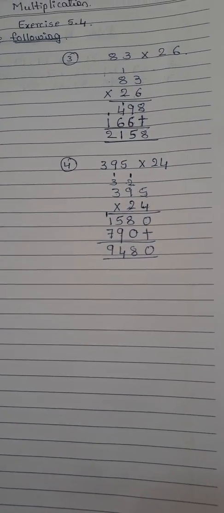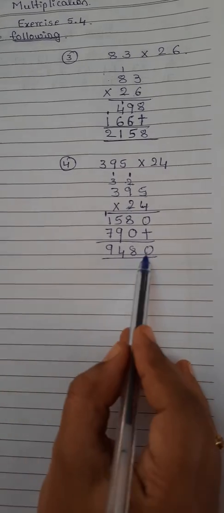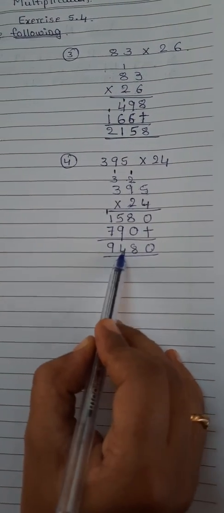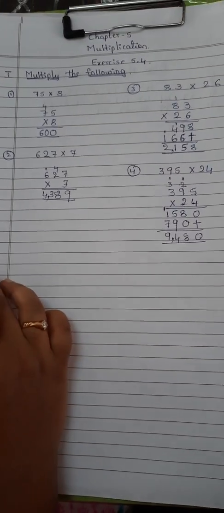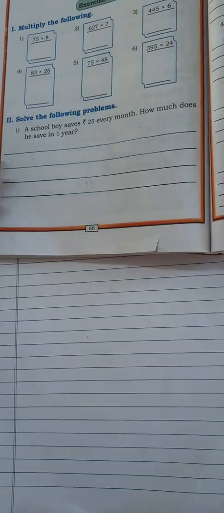And where to put a comma? After 3 digits. Units, tens, hundreds. After 3 digits we have to put a comma. I have taught you in the numbers chapter. Okay children, understood how to multiply? Now we'll go with the verbal sums.